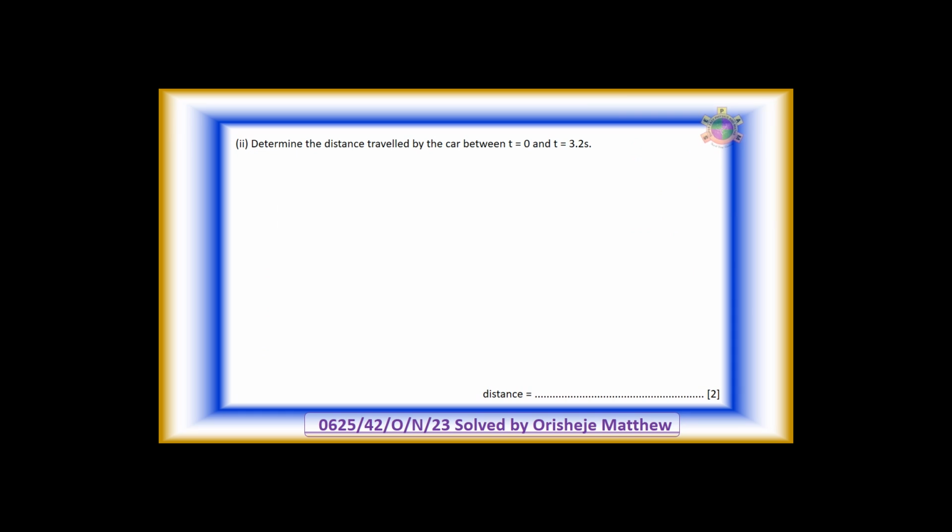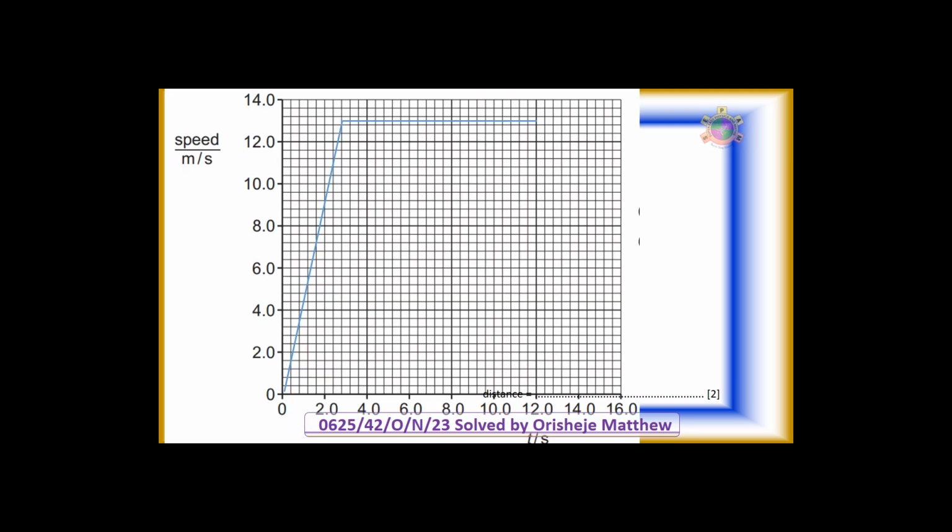Question 1b. 2. Determine the distance traveled by the car between t equal to 0 and t equal to 3.2 seconds. For 2 marks. In a velocity-time graph, distance traveled is obtained by calculating the area of the shape under the curve. The distance required in this question is the area of the yellow triangle under the blue line.